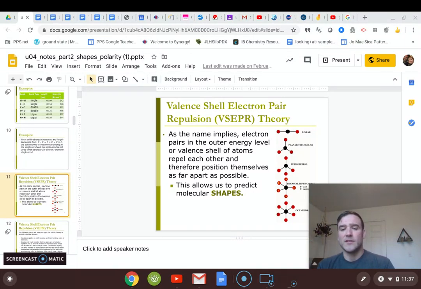For the standard level IB chemistry curriculum, you are required to know the shapes that come with at most 4 regions around the central atom. So that essentially means that any atom that breaks the octet rule by allowing 5 bonds or sometimes 6 bonds is not a required part of this course.